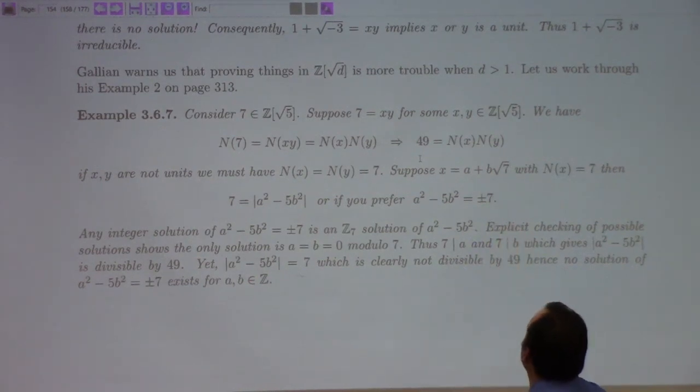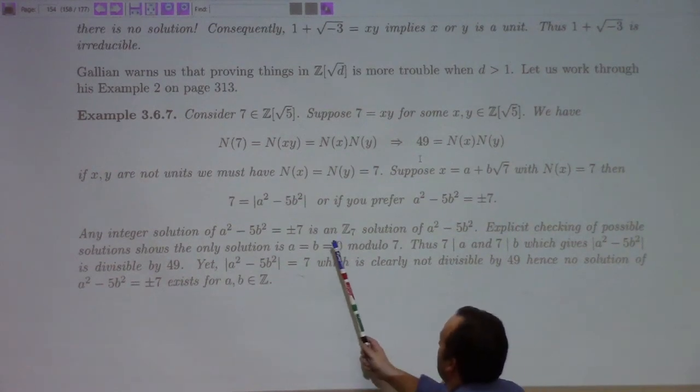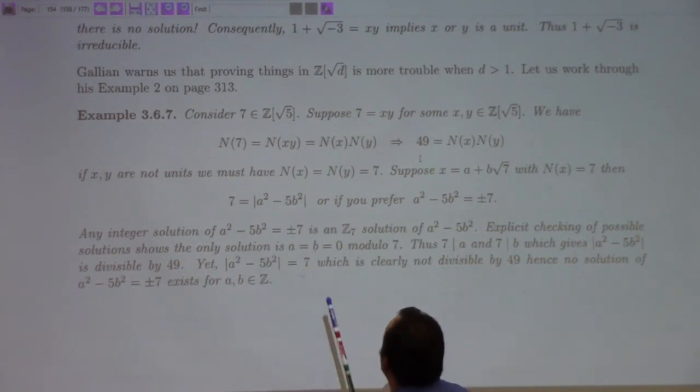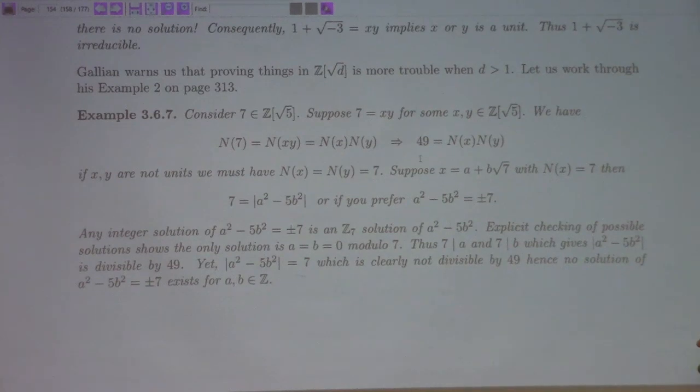Sorry, I'm very annoyed by that. That's supposed to be a 5, such that 7 is equal to this, right? In other words, can we solve a squared minus 5b squared equal to plus or minus 7, right?